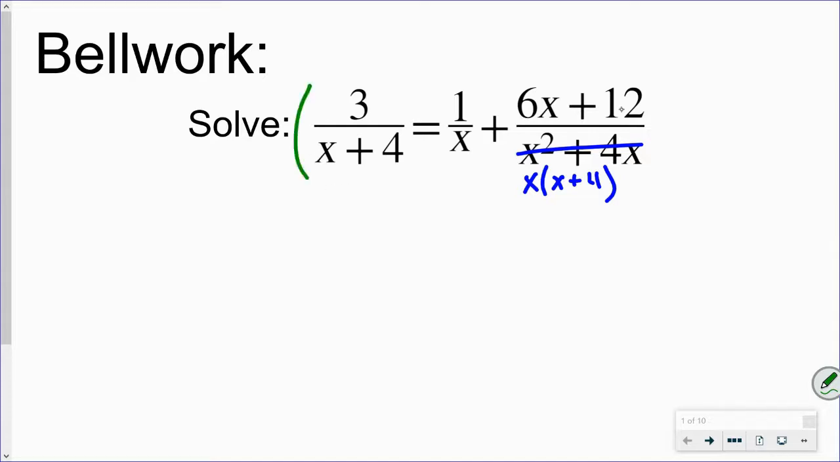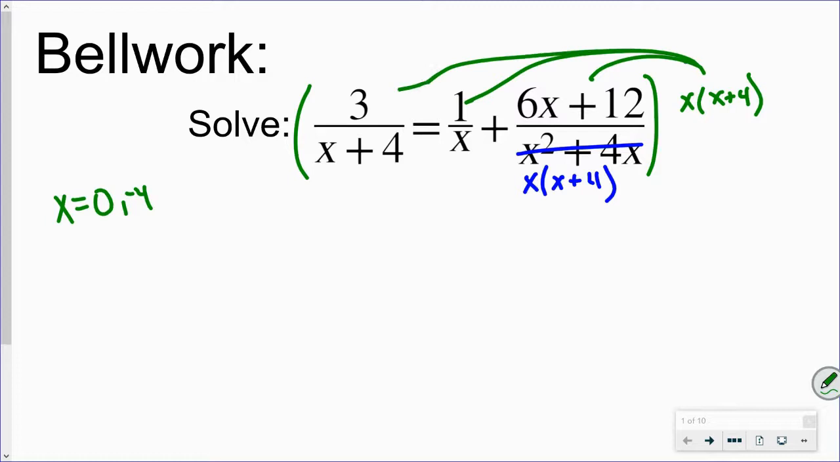Then we're going to take this whole thing and multiply by our common denominator. Now, this is a good time to note that x cannot be 0 or -4. You get -4 from this part right here, and you get 0 from this part right here, 0 from this part, -4 from that part. Once you do that, we're going to multiply by our common denominator, which is x plus 4, and distribute that into all three of these terms.